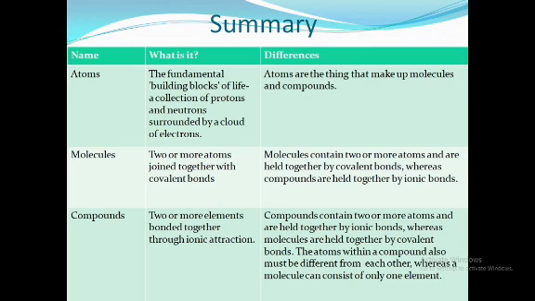Let's look at their differences now. What are the differences? We said atoms are the tiniest bit of life. Molecules are when we have two or more atoms. So an atom is the smallest. When we put two or more atoms together, we get what we call a molecule. Then the difference between a molecule and a compound is that a molecule is two or more atoms coming together and bonding together with a covalent bond, whereas compounds are two or more elements coming together and held together by what we call an ionic bond.